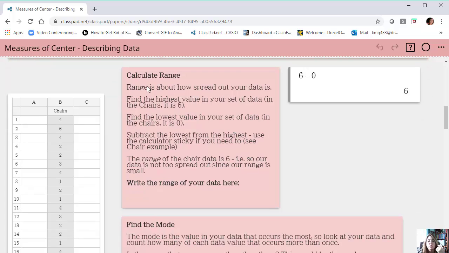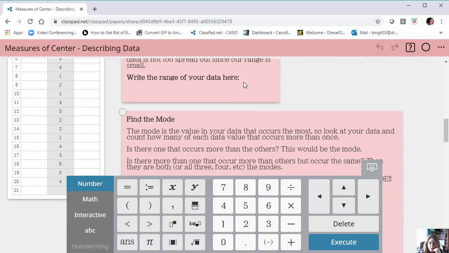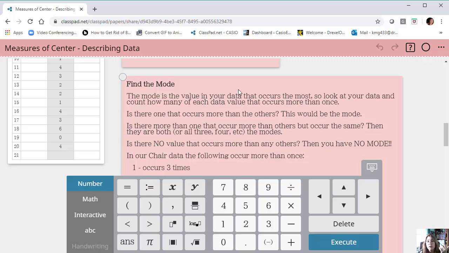Then I talk about what each measure is and what it represents. I use my sample data to show them how it's found, and then they're going to try to do the same thing with their own data. For the range, they're going to find the highest and the lowest number in their data and subtract them. Here's the example with the chair data. This is the calculator, and they can use it if they can't do their own in their head, and then they write down their number for their data there. Same thing with the mode.